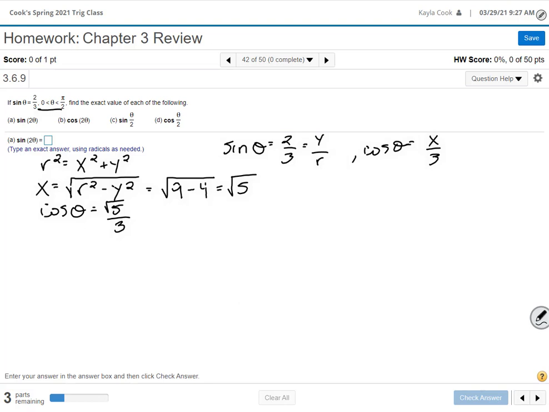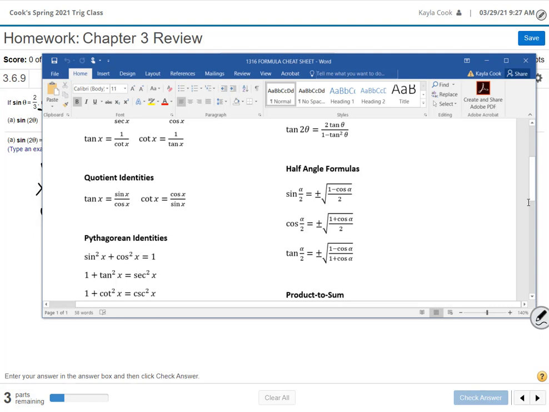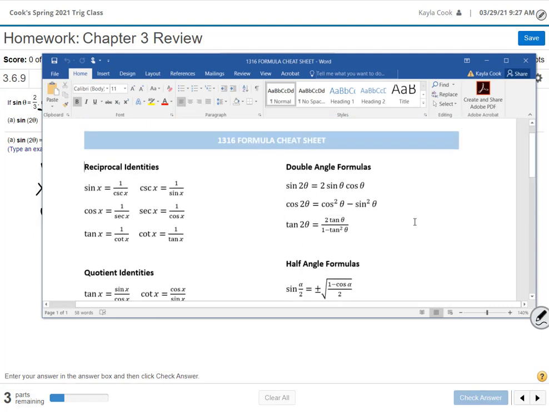Now we just have to come and use our formulas here in order to put things together to solve for A, B, C, and D. All right, so for part A, I need sine of 2 theta, so I'm going to use this double angle formula. So the sine of 2 theta equals 2 sine theta times cosine theta.